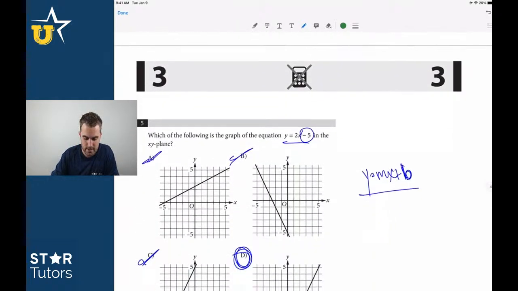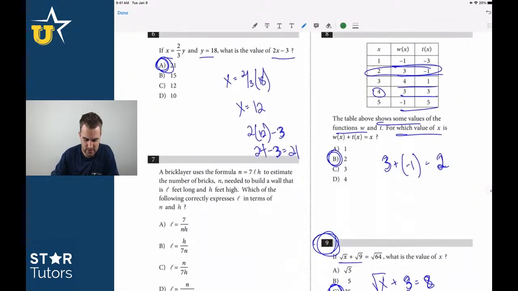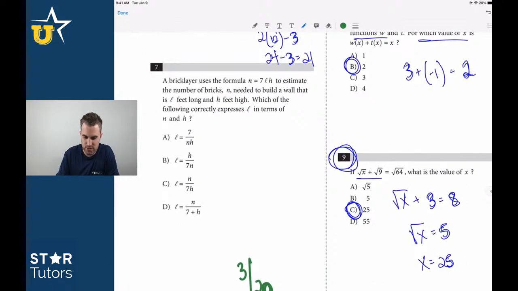Okay. And then number 7, this question was 7. A bricklayer uses this formula. And guys, if you have any other questions, because like I said, we're going to be done here in about 5 minutes. And this will all be posted as a recorded video as soon as we're done.